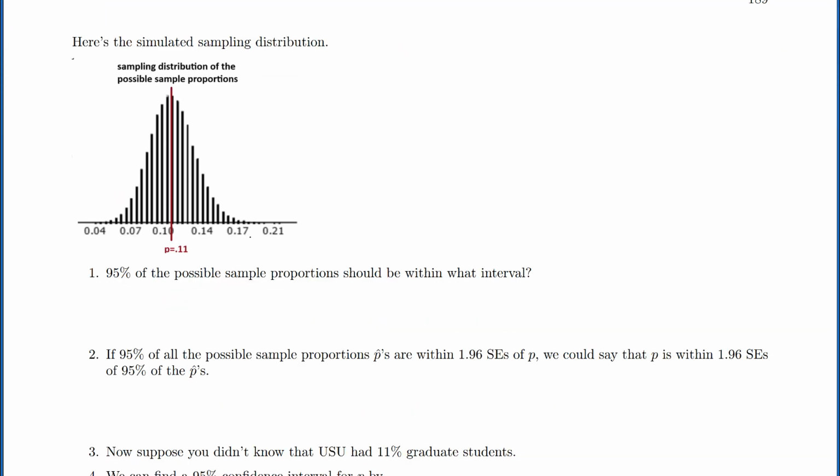Now, I actually simulated a sampling distribution for you. So here's my sampling distribution of all those possible sample proportions. You can see I marked where the population proportion of 0.11 is. It does look like it's under there.